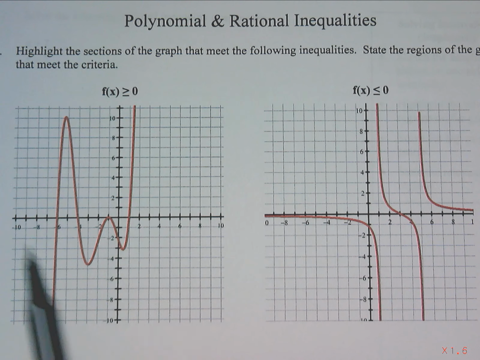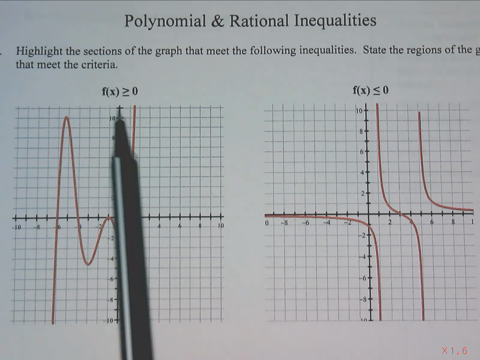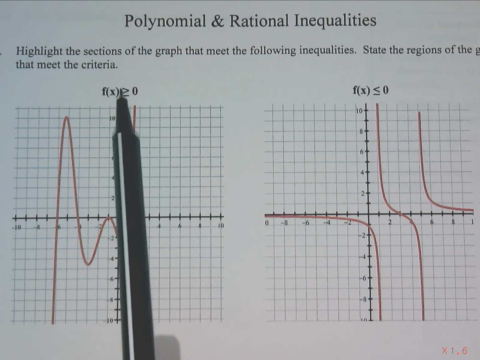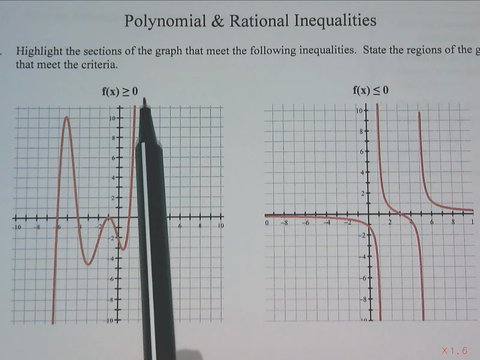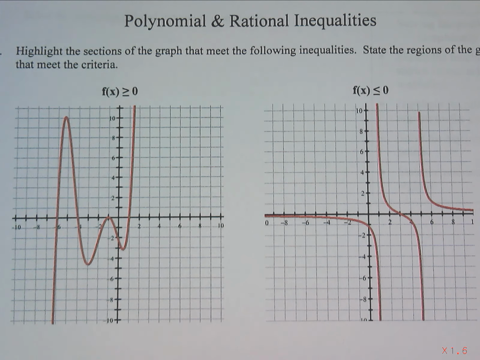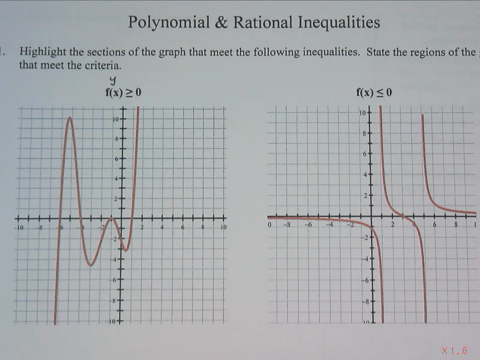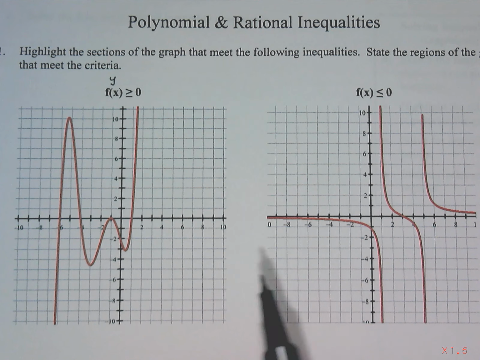So we're going to take a look at our first graph. We have f of x greater than or equal to 0. So f of x really is just y. So we're trying to look at where y is either bigger or equal to 0. Anytime I'm doing one of these questions, I suggest starting with the equal part. So I'm going to look, where are the y values equal to 0?